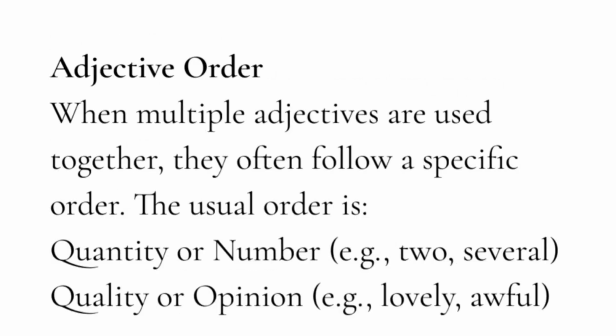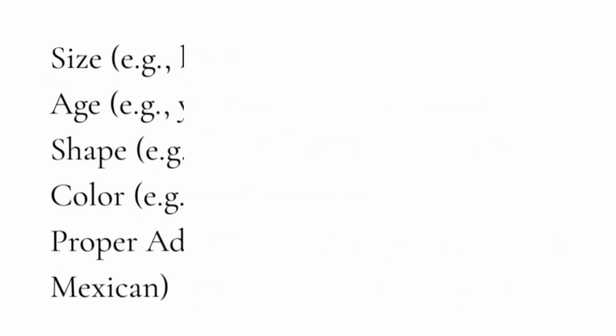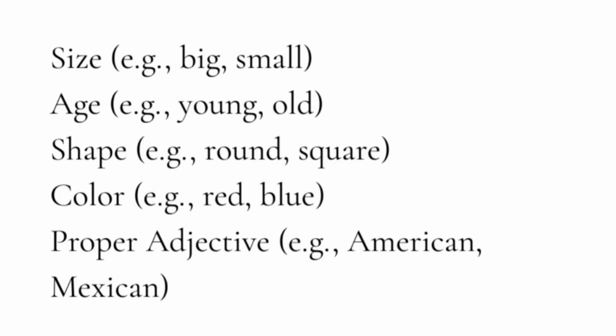Adjective order. When multiple adjectives are used together, they often follow a specific order. The usual order is quantity or number, e.g., 2, several; quality or opinion, e.g., lovely, awful; size, e.g., big, small; age, e.g., young, old; shape, e.g., round, square; color, e.g., red, blue; proper adjective, e.g., American, Mexican.